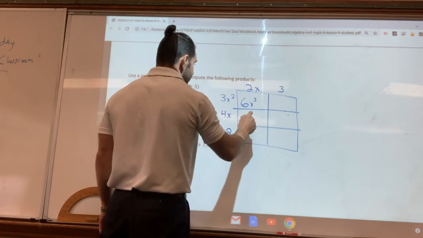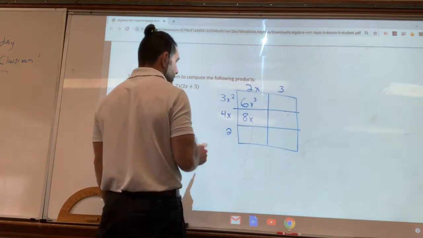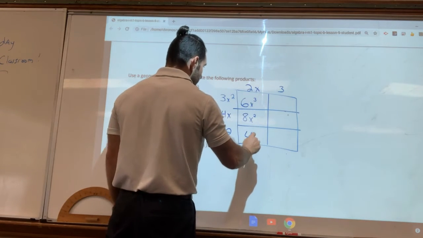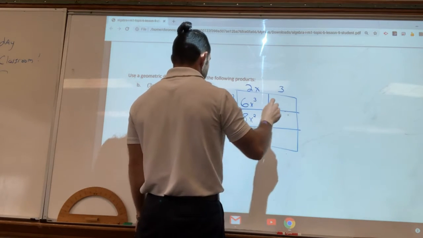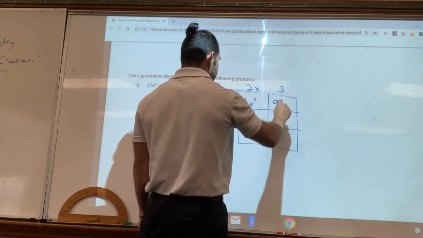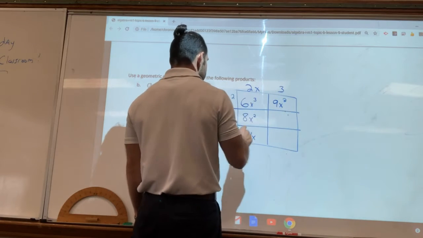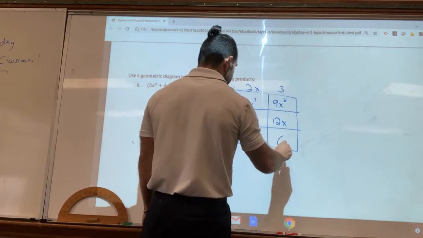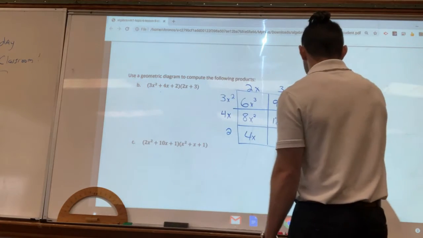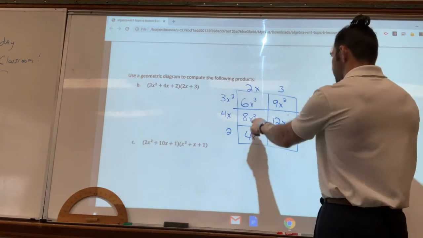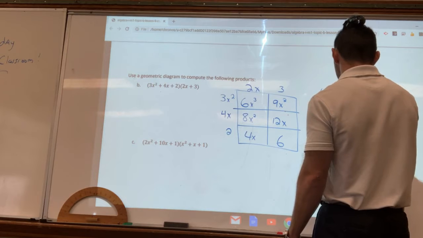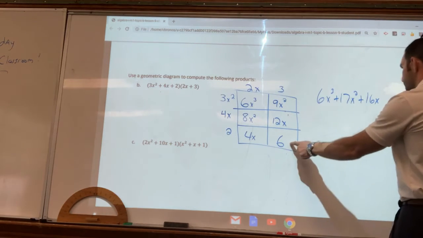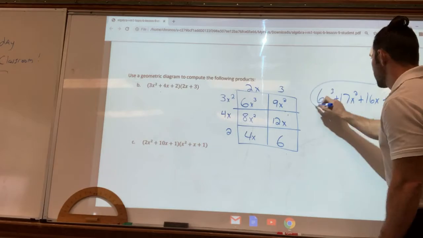2 times 4 is 8x. X times x is x squared. 2 times 2 is 4x. 3 times 3x squared is 9x squared. 3 times 4x is 12x. 3 times 2 is 6. So if I do it diagonally, I've got 6x to the third, plus 17x squared, plus 16x plus 6.